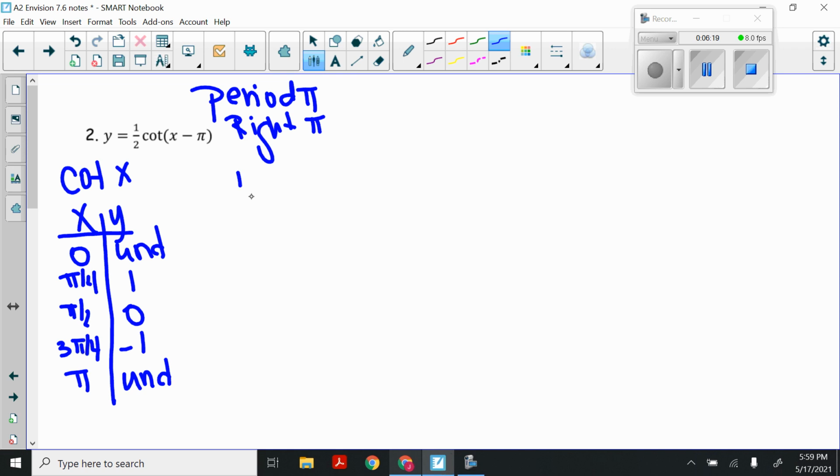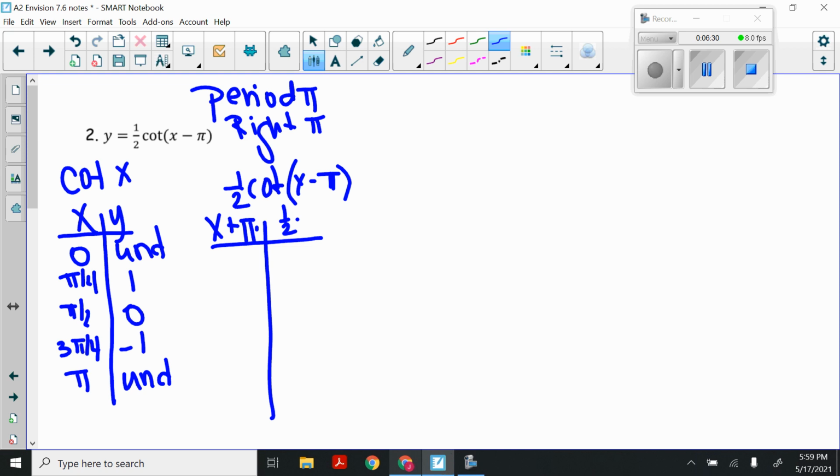So now we're going to do the 1/2 cotangent of x minus pi. I'm going to do an xy table for that. Again, I'm going to have x plus pi, and then I'm going to have 1/2 y. If I do my y's first, undefined times a half is still undefined. So my undefineds are all still undefined. 1 times a half, 1/2. 0, -1/2, and then I'm still undefined here.